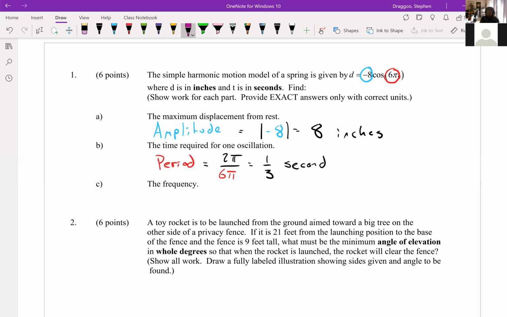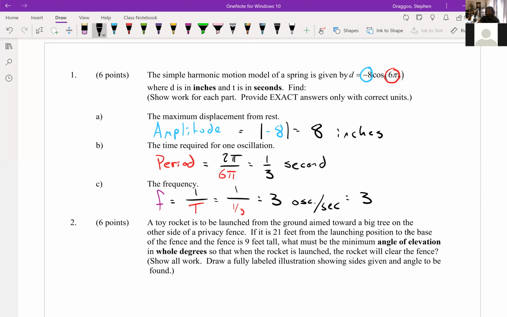And then the new thing that we introduced in simple harmonic motion is the frequency. But the frequency is just 1 over the period. Oftentimes we'll use capital T for period. So that means we're looking at 1 over 1/3, which comes out to 3. And this is going to be oscillations per second.